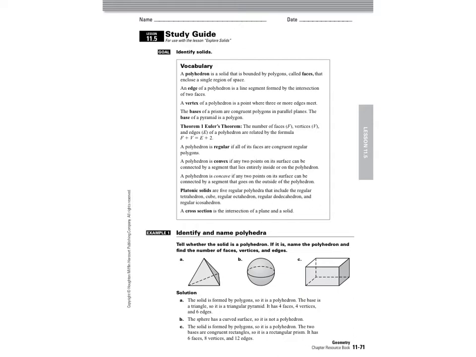From 11.5, this is where we were introduced to naming the solids. So be able to recognize what solid you're dealing with. If it's a prism, a pyramid, a cone, or a cylinder, be able to name it. Be able to name and count the number of edges, faces, and vertices. So be able to use Euler's theorem. On this first page of the study guide, you have a nice box of vocabulary and then identifying those figures in the example here and giving the number of edges, faces, and vertices.